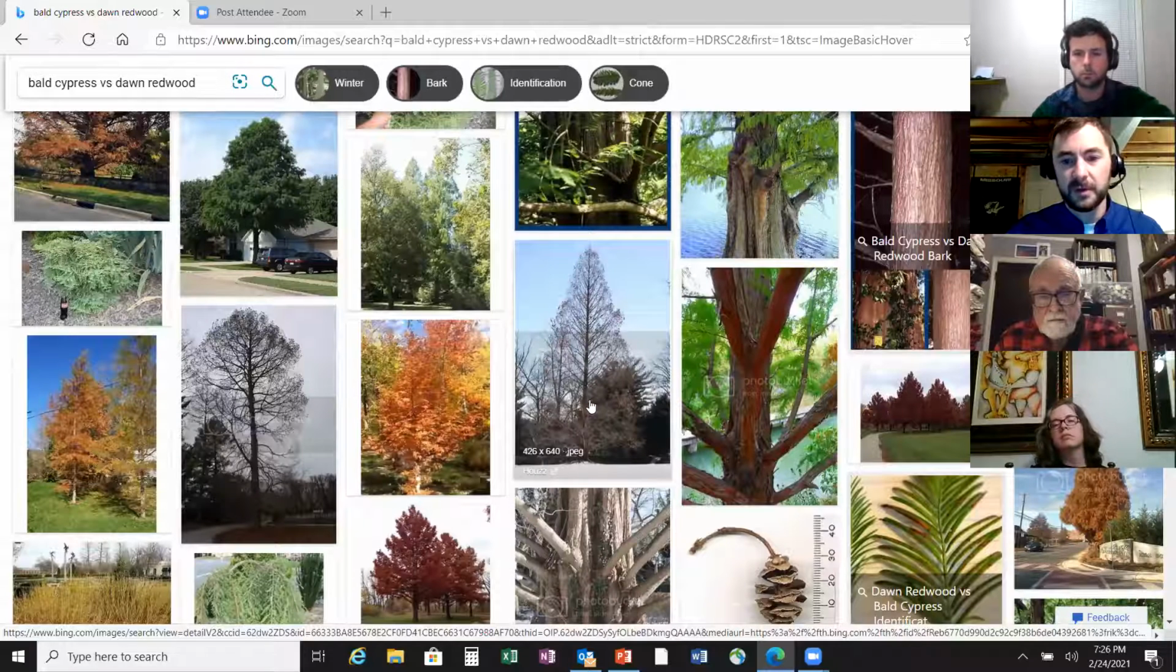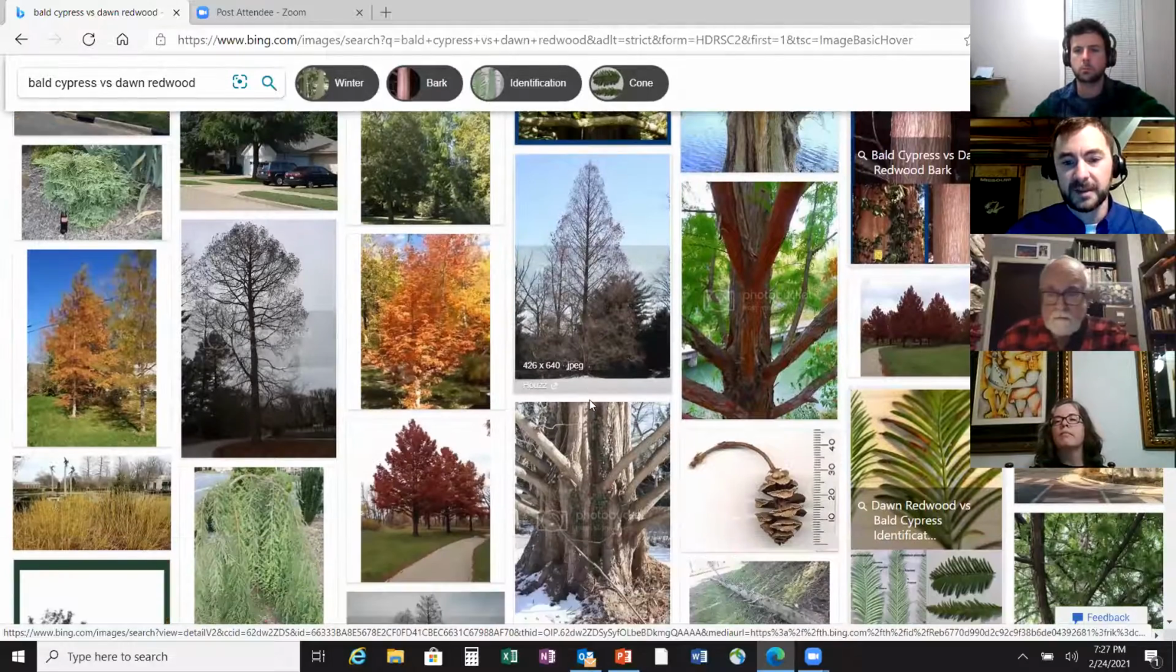So if you're traveling down to South Missouri, that's where bald cypress naturally occurs. But even out in our region here, there are conservation plantings and things where you'd see bald cypress as a tree.